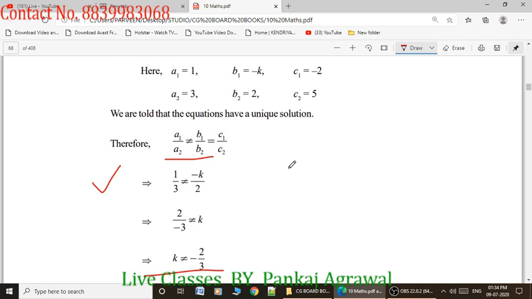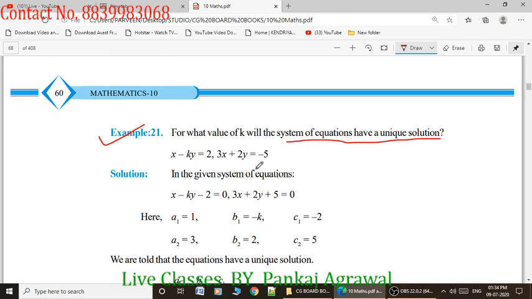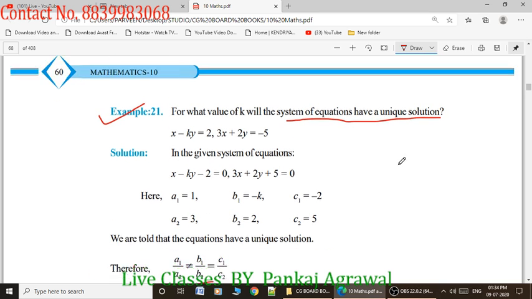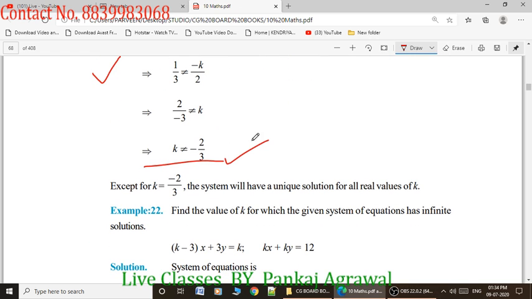So hence you will write the answer. Question is given here. For what value of k will the system of equation have a unique solution? So the answer will be k not equal to minus 2 upon 3. This is answer. But here given except for k equal to minus 2 upon 3, the system will have a unique solution for all real value of k. But here answer is given k not equal to minus 2 upon 3. Okay. So then except value of k equal to minus 2 by 3, the all real values of k, the system will have a unique solution.